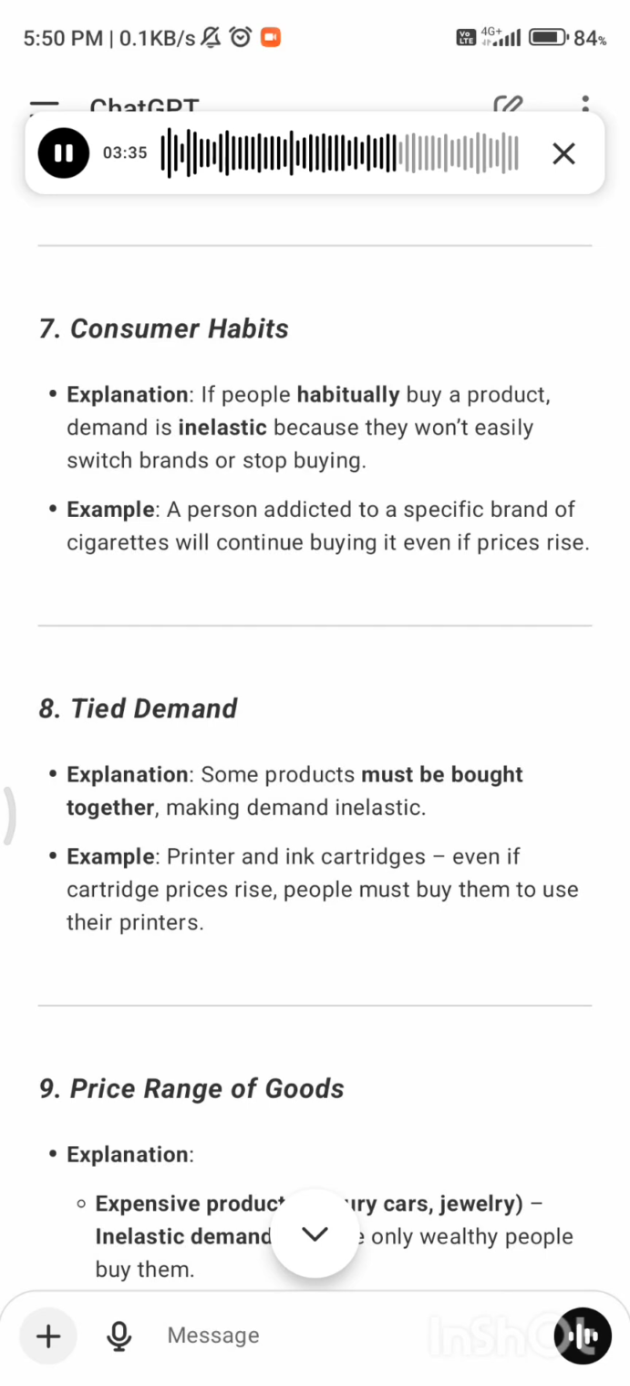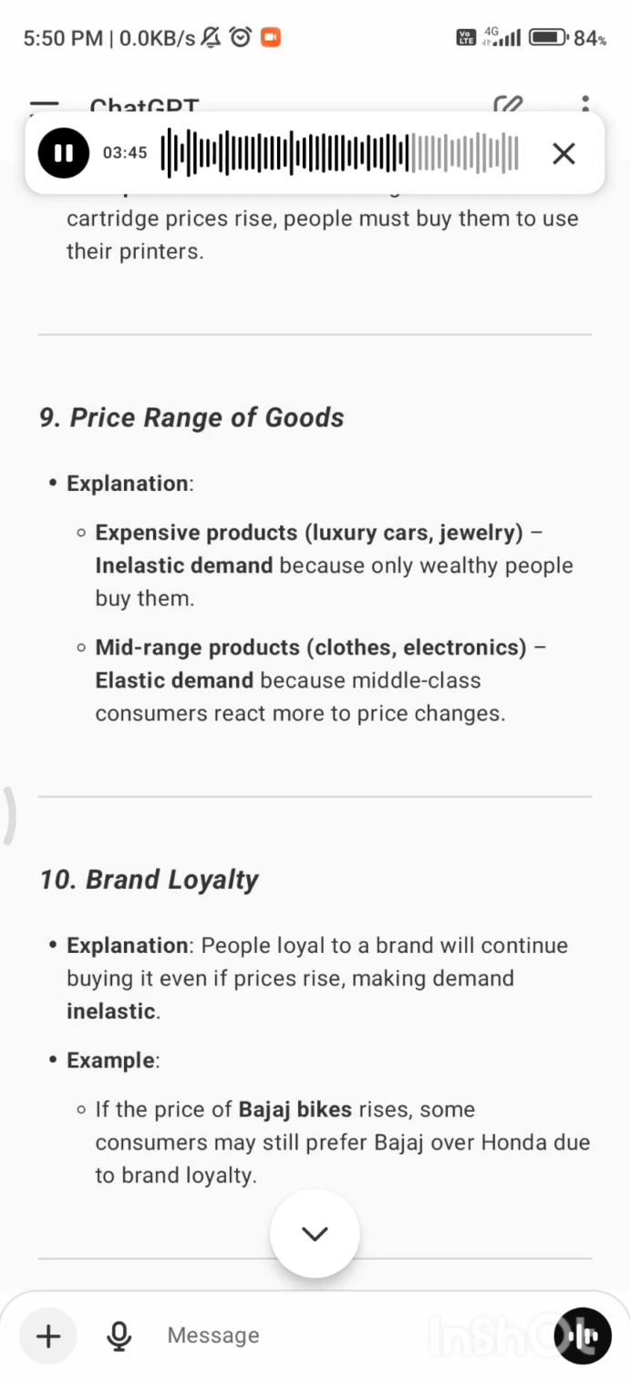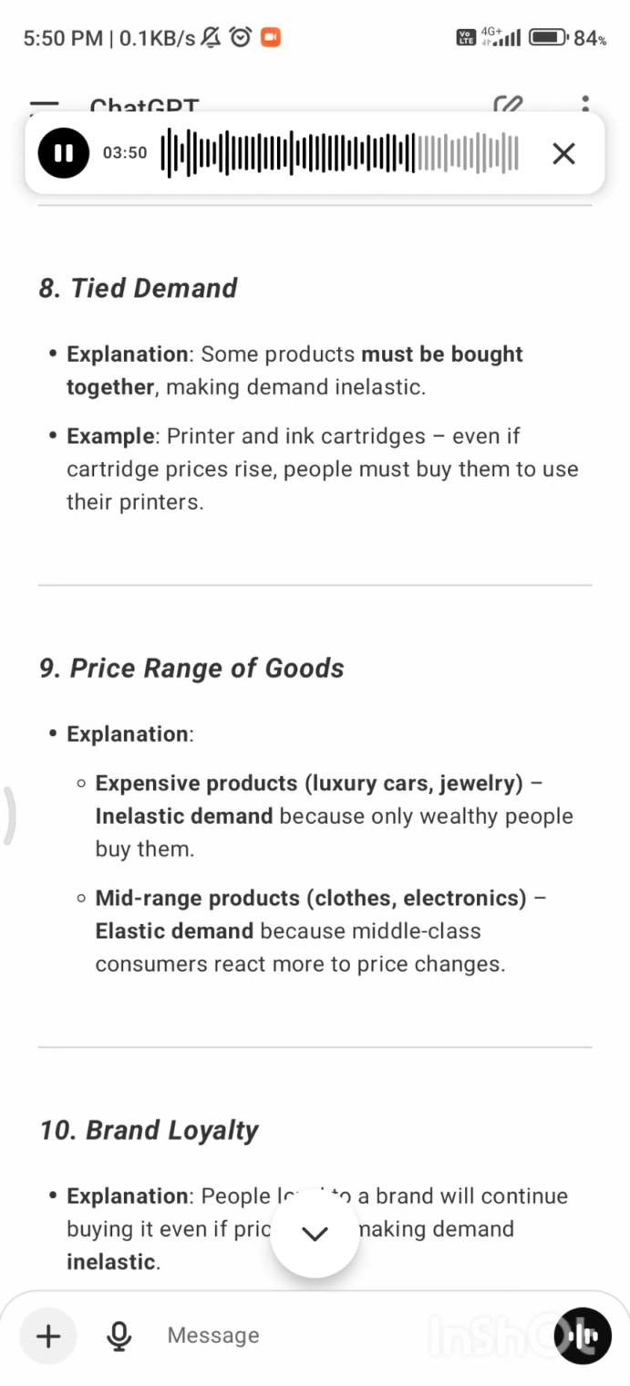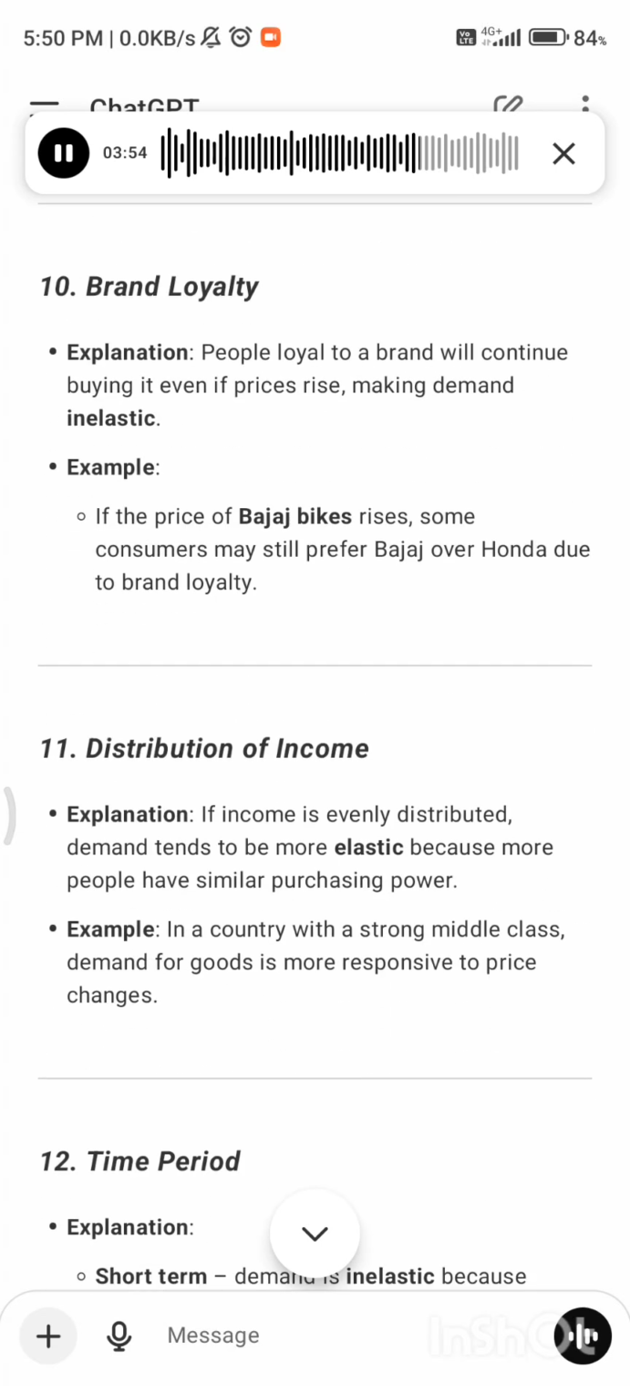9. Price range of goods. Explanation. Expensive products, luxury cars and jewelry, have inelastic demand because only wealthy people buy them. Mid-range products, clothes and electronics, have elastic demand because middle-class consumers react more to price changes. 10. Brand loyalty. Explanation. People loyal to a brand will continue buying it even if prices rise, making demand inelastic. Example: if the price of Bajaj bikes rises, some consumers may still prefer Bajaj over Honda due to brand loyalty.